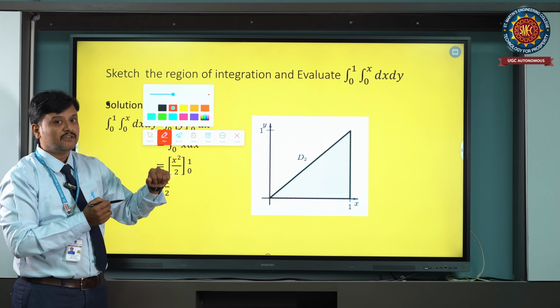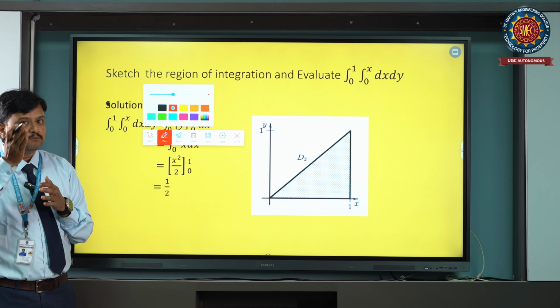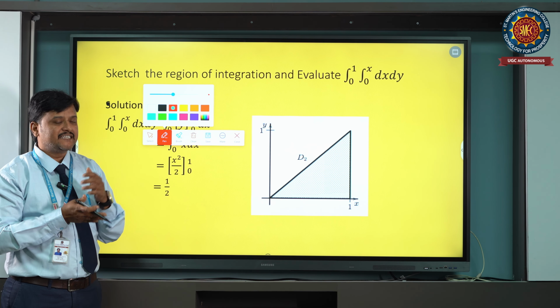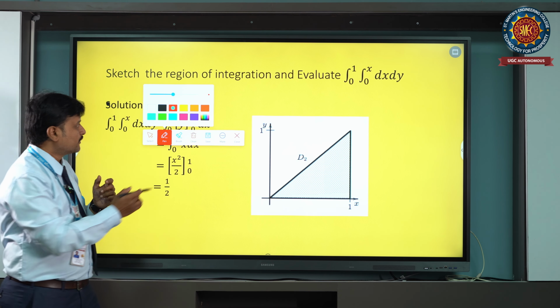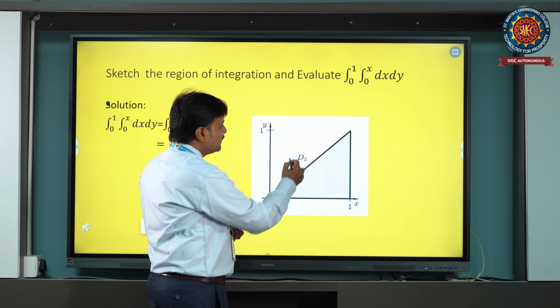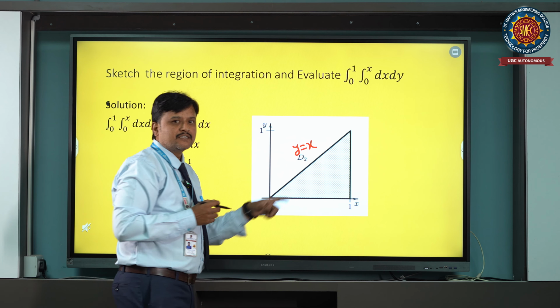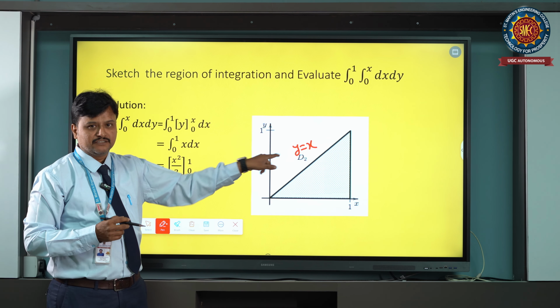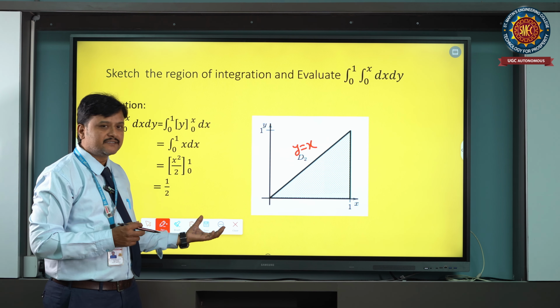What is y is equal to x? It represents a line equation which passes through the origin. It will exist in the first quadrant and third quadrant. You can see the diagram. Here it is the y is equal to x line, which is passing through the origin, and it exists in the first quadrant and in the third quadrant.